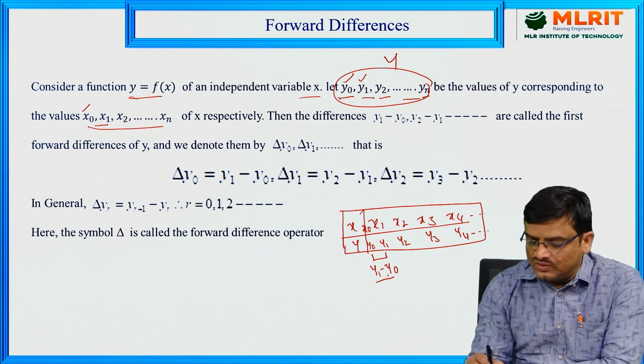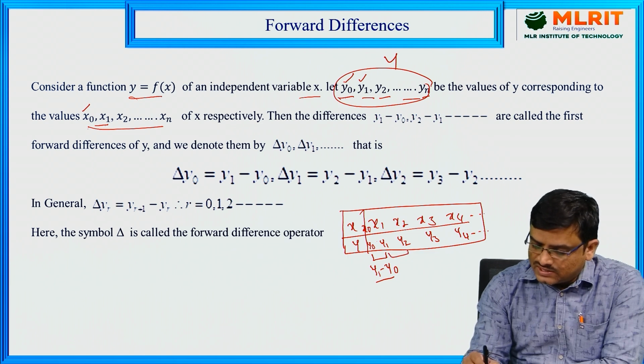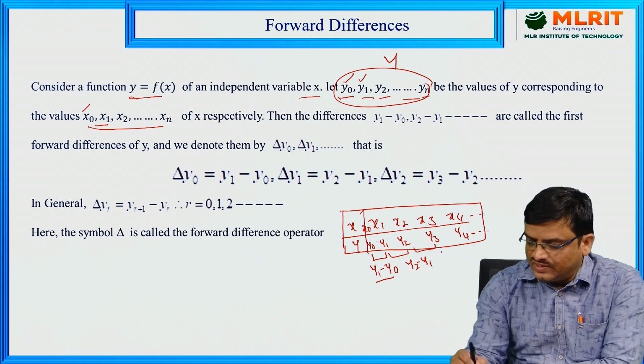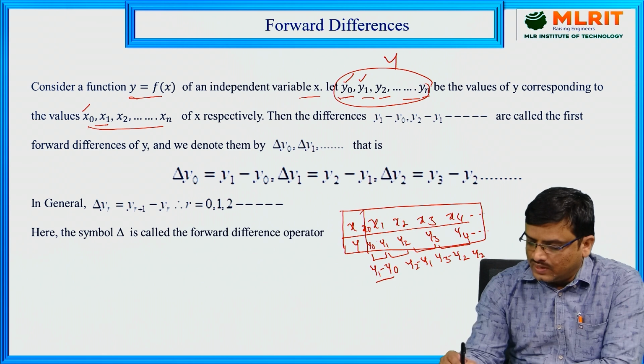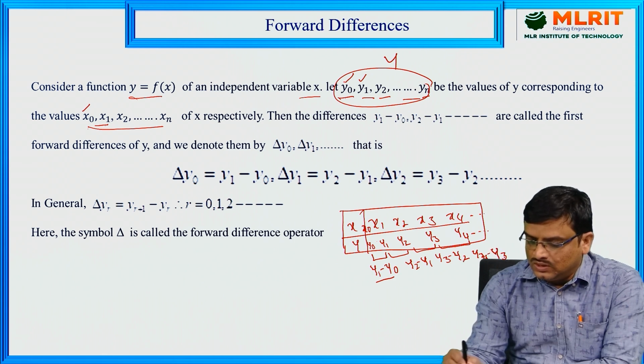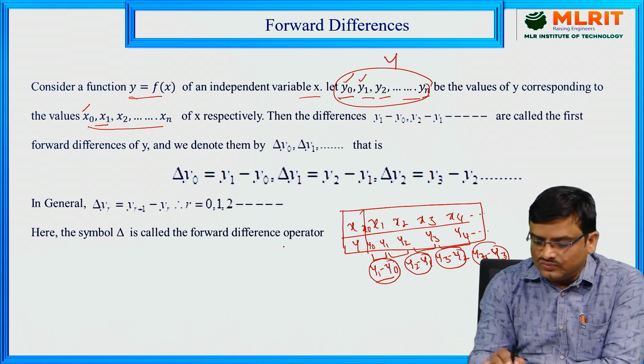This difference of y we consider the forward difference of y. Next, similarly take the next two values, y2 minus y1. Then the next difference, y3 minus y2. Similarly take all the values of y and find the differences, so y4 minus y3. These differences, y1 minus y0, y2 minus y1, y3 minus y2 and y4 minus y3, we call the first forward differences of the y values.